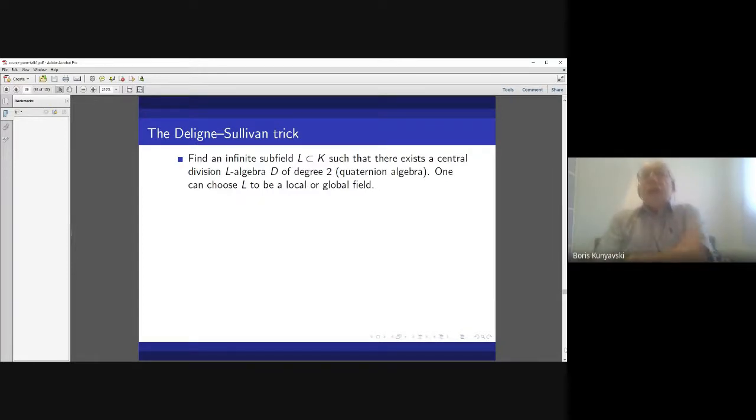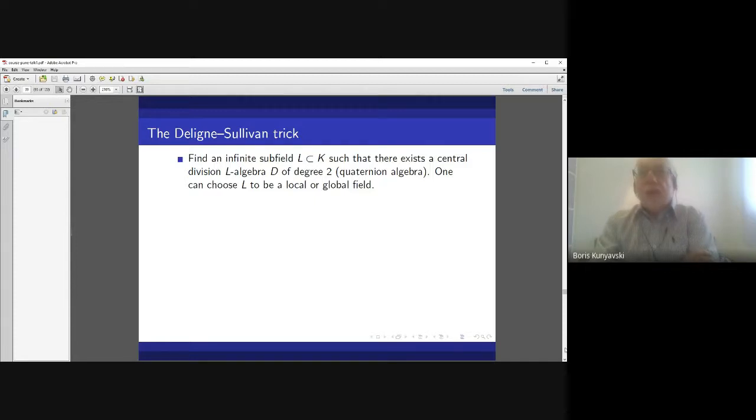The next ingredient is totally ingenious. This is the so-called Deligne-Sullivan trick. You see two Fields medalists working together to produce this. Well, after you see this argument, it doesn't look too complicated, but it's ingenious indeed. And in fact, two papers, the paper of Deligne-Sullivan and the paper of Borel, were published in the same issue of Exposition Mathématique, a Swiss journal. And here it is.